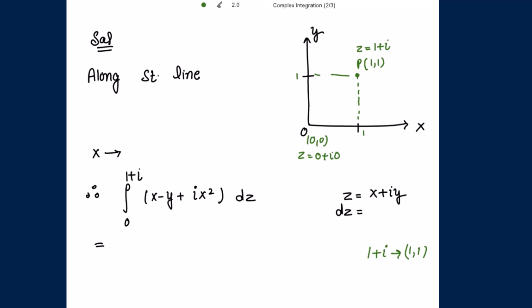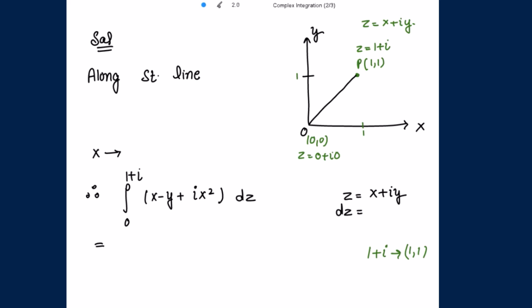So z equal to 1 plus iota means the point 1, 1, where x is 1 and y is equal to 1 in accordance with z equal to x plus iota y. So now let's join this point from O to P, that is from the origin to the point 1 plus iota or 1, 1. So now we have to evaluate the line integral along this straight line.